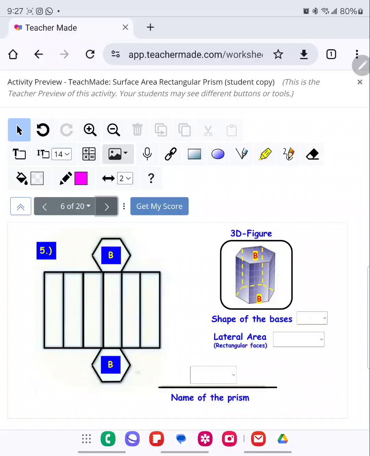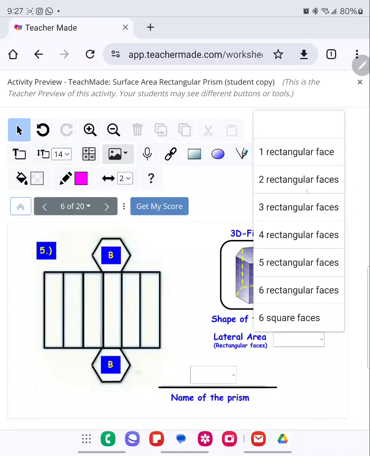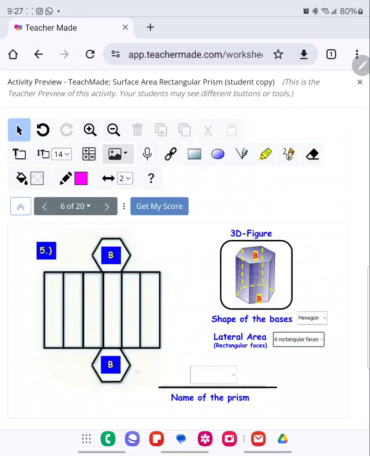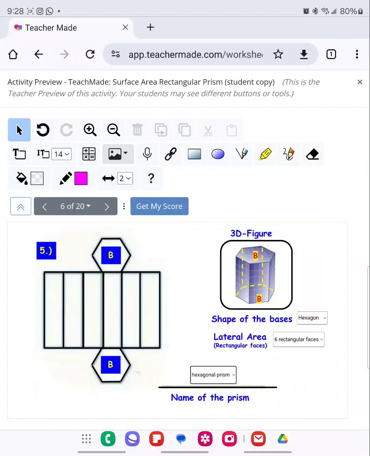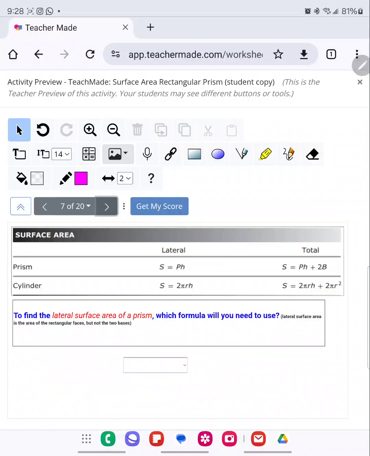What is the shape of the base? So there's 6 sides, right? We call that a hexagon. And look at all the rectangles that wrap around the hexagon. How many rectangular faces do you see? That's the lateral area. So I see a total of 6 rectangular faces. So then what's the name of this prism? The shape of the base is called a hexagon. So if you look at your choices here, which one would you choose? Hexagonal prism. Okay? All right, let's go to the next one.